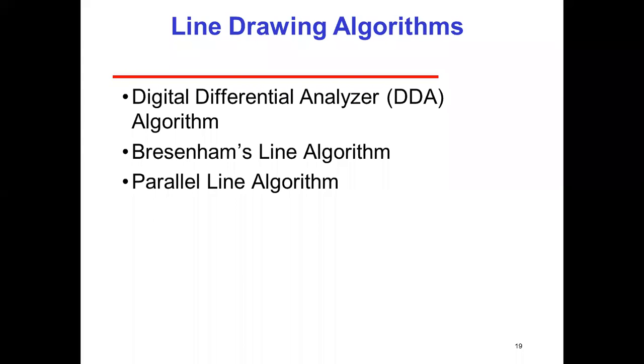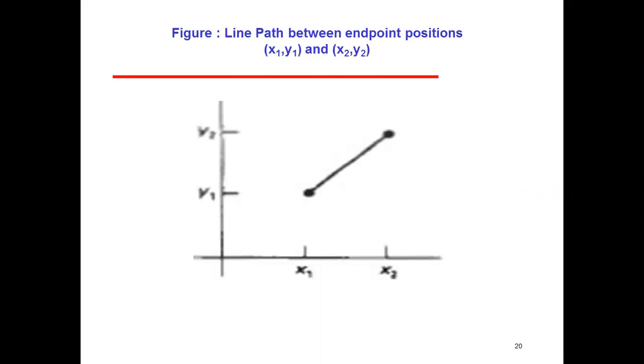The next one is called the Bresenham line algorithm, and the last one is the parallel line algorithm. So these are the algorithms which are used to draw straight lines.